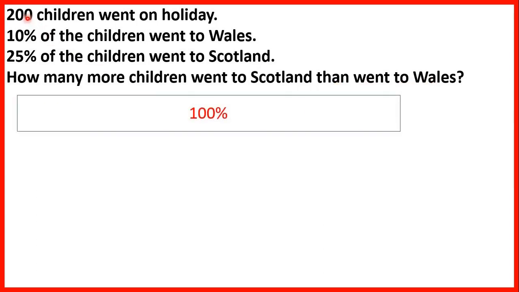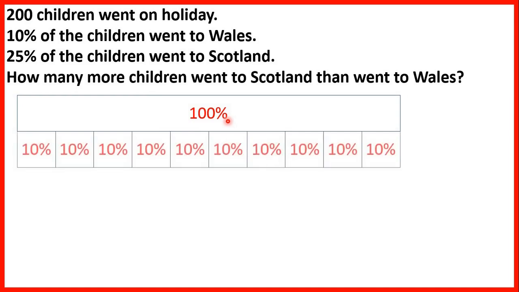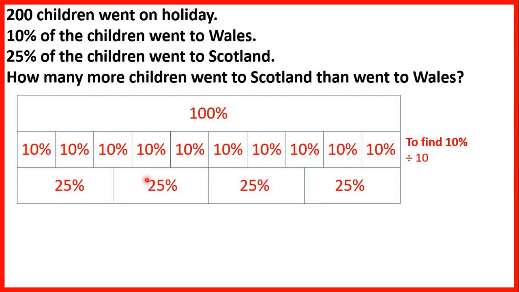So the total number will be 100%, and then 10% is the same as 100%, because 10 times 10 is 100. And that means to find 10%, we can divide by 10. Now, 4 times 25% is the same as 100% because 4 times 25 is 100. And that's why to find 25% we can divide by 4.